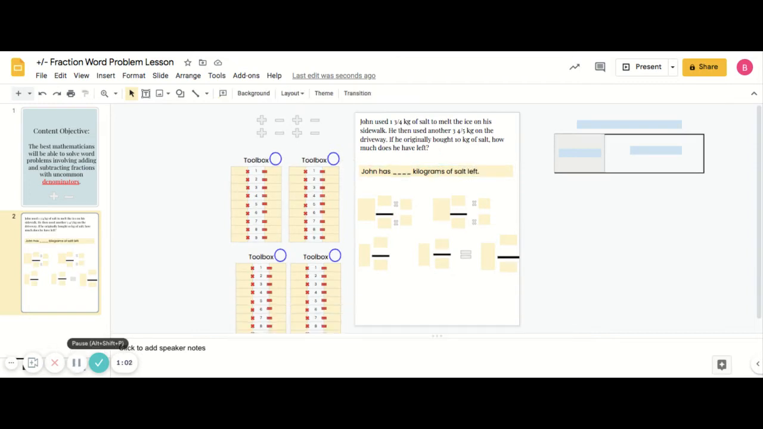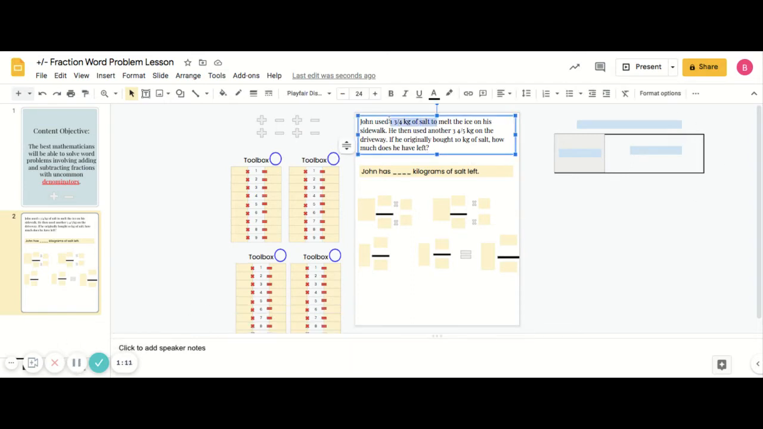Now that we have our target sentence, we can start taking information from the word problem and adding it to our tape diagram. Our text tells us that John used 1 3/4 kilograms of salt to melt the ice on his sidewalk. So I'm going to bold that, and in this box here, I'm going to write 1 3/4 kilograms.